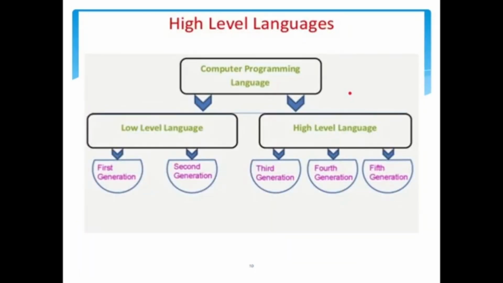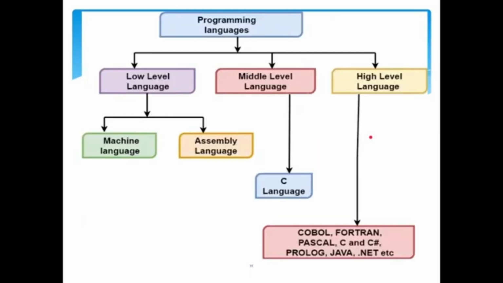And you can see first generation and second generation come under low level language, and third generation, fourth generation, fifth generation. From third generation, it is all about high level languages. And in another flowchart, you can check: low level language consists of machine language and assembly language. And C is sometimes called a middle level language and sometimes a high level language. You can fix it as a high level language. And the best examples for high level languages are COBOL, Fortran, Pascal, Java, .NET, etc.